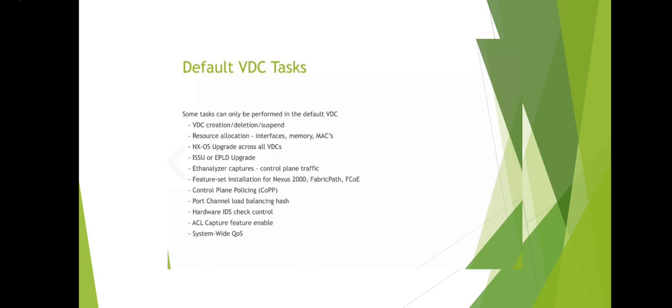So those are some of the tasks listed in this slide. As usual, VDC creation, deletion, suspension, resource allocation, Nexus OS upgrade across all VDCs. Then you've got ISSU or EPLD upgrade. You can install the feature set for Nexus 2000. Control plane policing, port channel load balancing, hardware IDS check control, access list capture feature enable, system wide QoS.